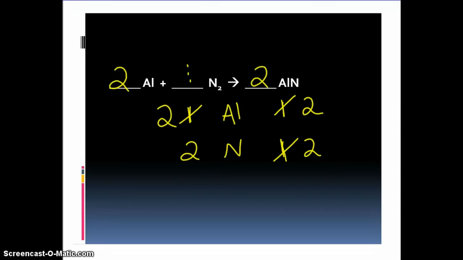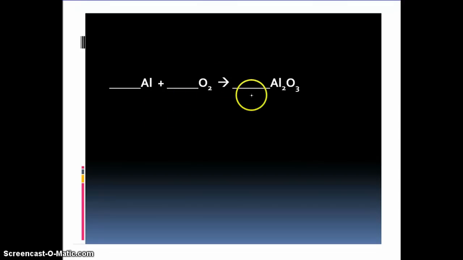All right, let's look at another example. All right, here we go again. We've got aluminum and oxygen.